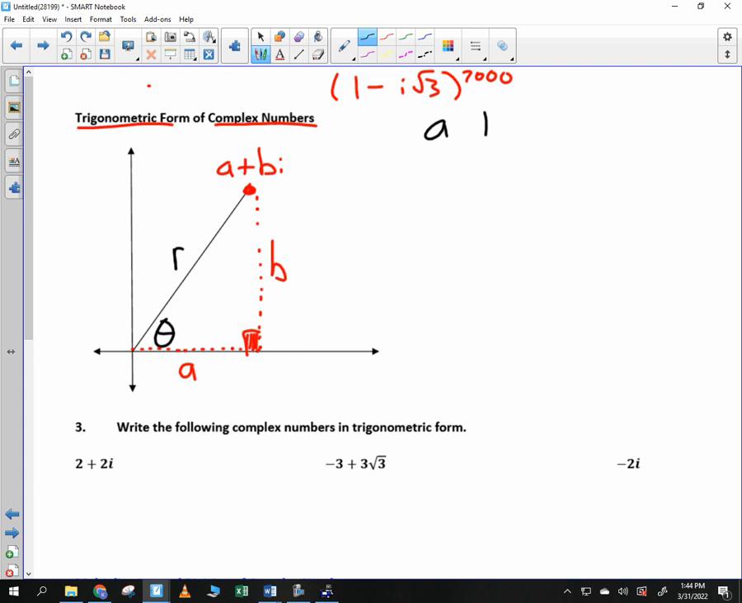So if I have A plus BI, I want to get rid of A and B. I want to turn it into a new form. So who out there can tell me what deals with R, theta, and A? Cosine. Everybody agree cosine is going to be the adjacent divided by the hypotenuse? So therefore, we write the cosine of theta is equal to A over R. I can solve for A by multiplying both sides by R, like a pirate.